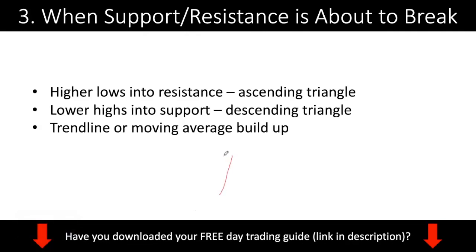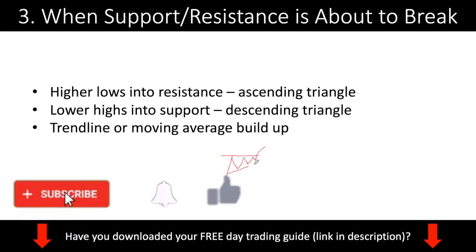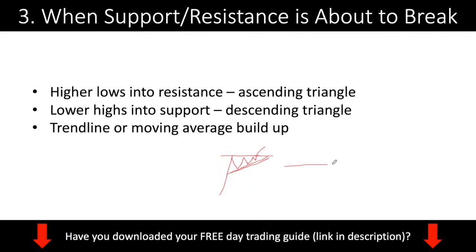You have an up. This is your resistance. And then you have something like this, and something like this, with your trend line, something like this. That's your ascending triangle. A descending triangle is the opposite. This is your support, and price is coming down, like that. Not to worry, I have some charts for you to understand this concept.